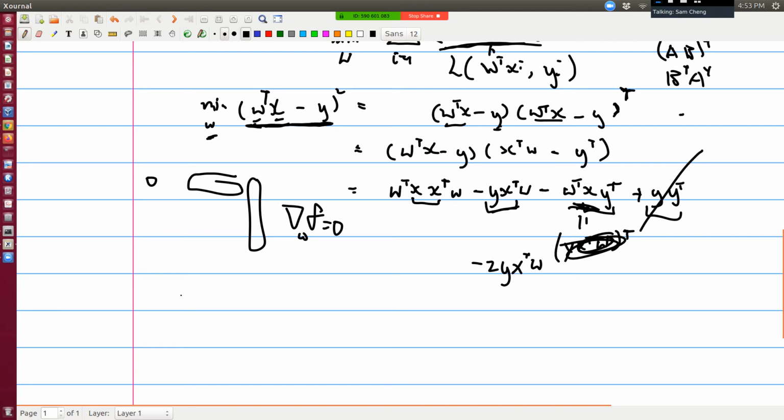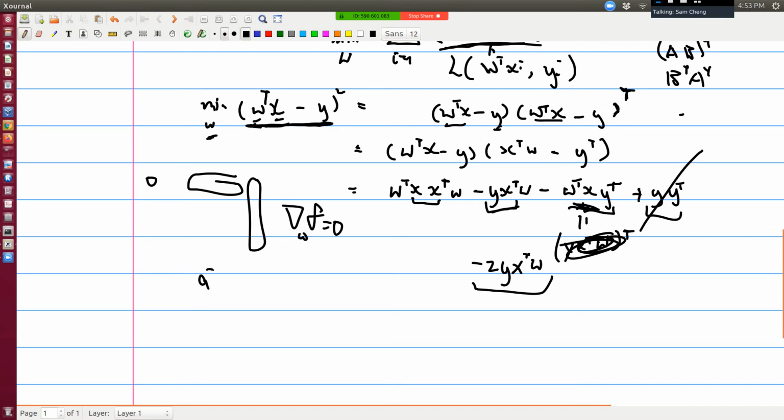So what's the gradient of this with respect to W? Yeah, in terms of W. It's just negative 2yx. Yes. Does everyone see that, or should I go step by step into that?